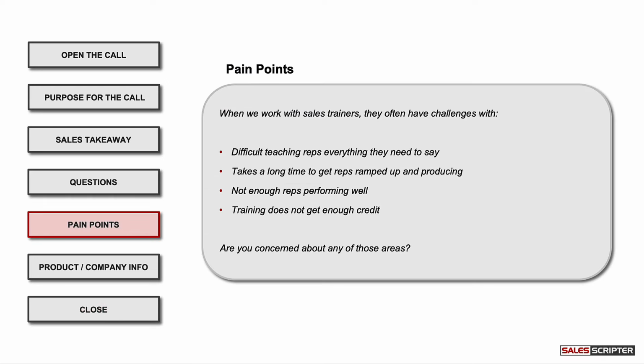So let's say the prospect says, we're not making any changes right now. Okay, listen, I understand. Let me ask you, we work with a lot of sales trainers and a lot of them are having challenges with, there's a lot of information that they have to teach their reps and it's difficult to get them to know what to say and ask, and that can take a long time to get new reps ramped up and producing. Have you had challenges in any of those areas? And so you're using your pain points in the exact same way.